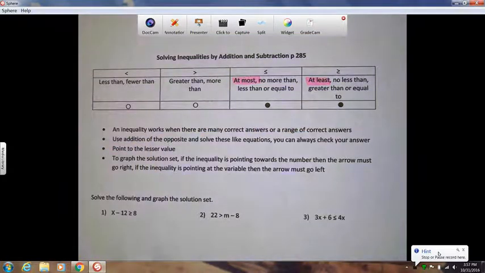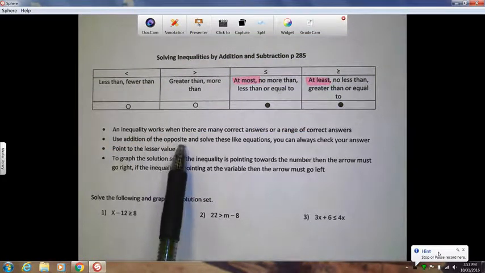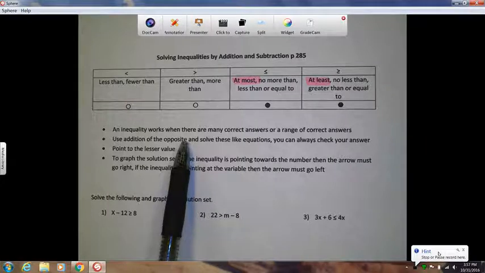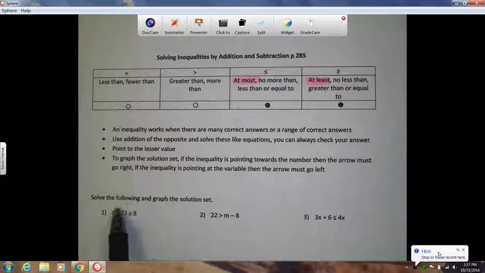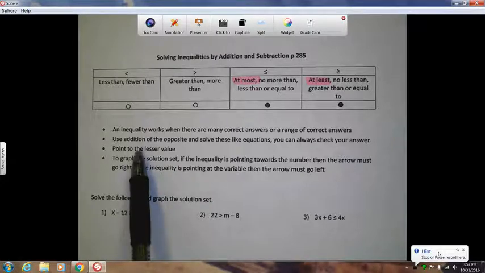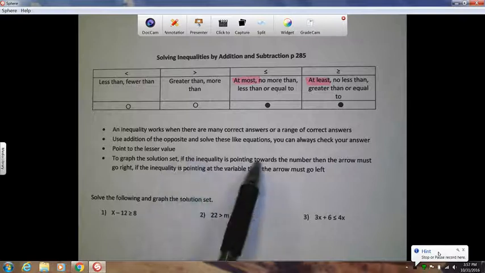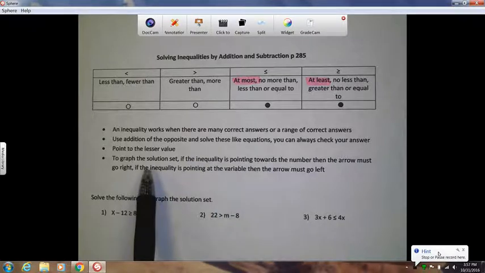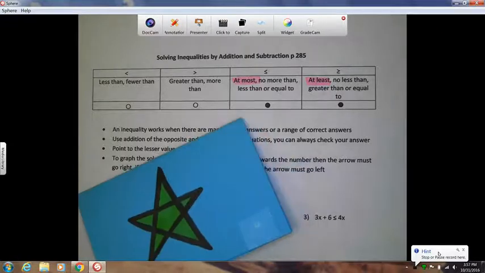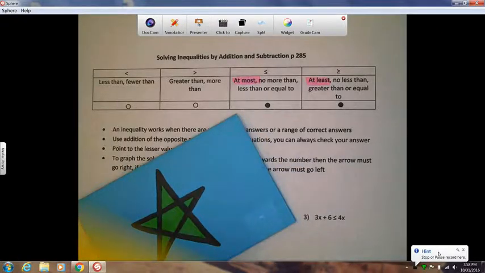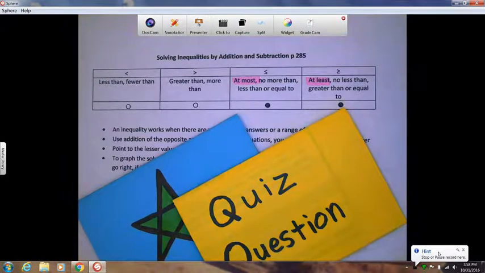An inequality works when there are many correct answers, or a range. So it's not just one, you're looking for multiple things. It's always pointing to the lesser value. To graph, if the inequality is pointing towards the number, the arrow must go right. If it's pointing towards the variable, it must go left. Make sure you study that part. Study that last point and write it down as I show you.